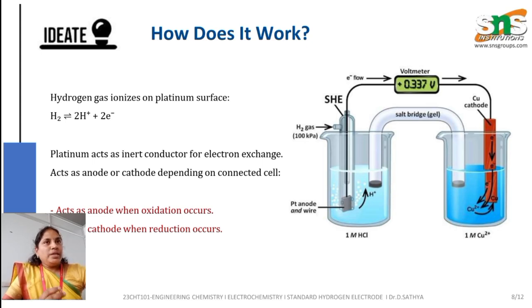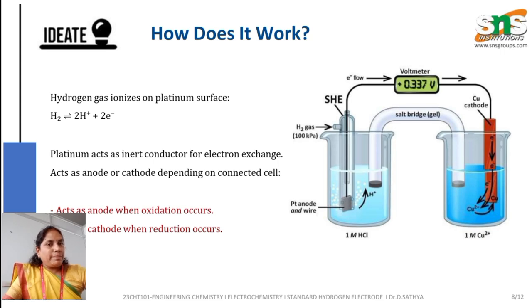Idea 2: increase the surface area using platinum black, so that it absorbs hydrogen effectively. Idea 3: maintain constant hydrogen gas pressure, that means 1 atmospheric pressure, to ensure stable concentration. Idea 4: use a strong acid solution, that means 1 molarity HCl solution, to provide constant H plus concentration. Idea 5: ensure the setup can be easily connected with other electrodes in a cell.